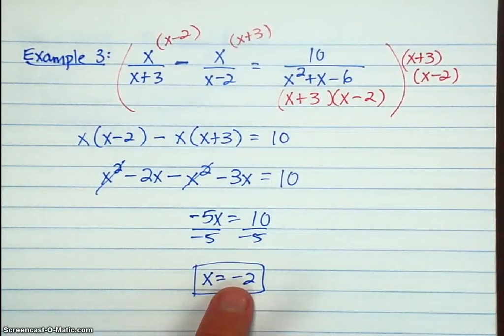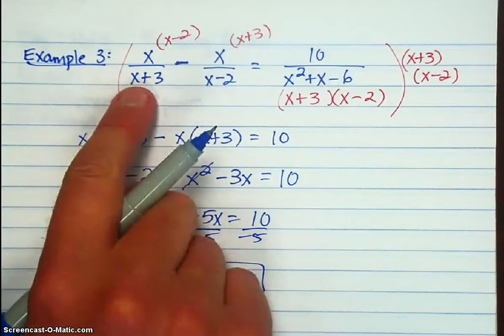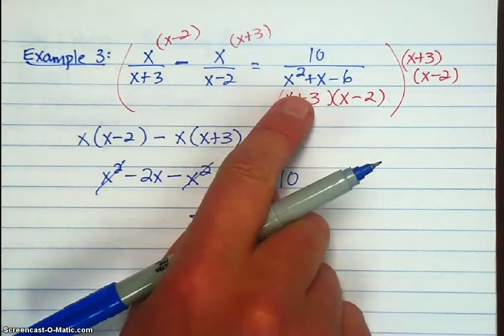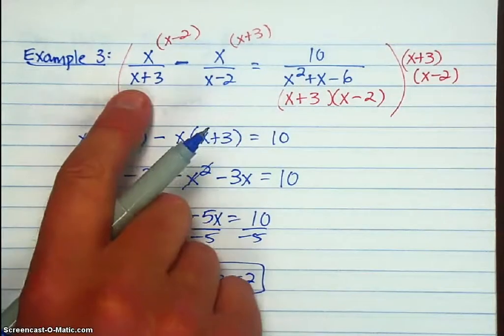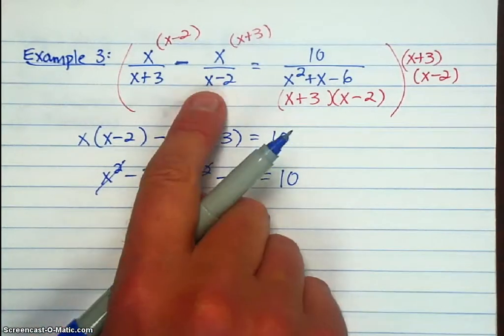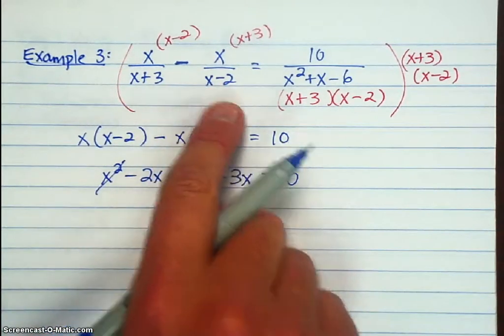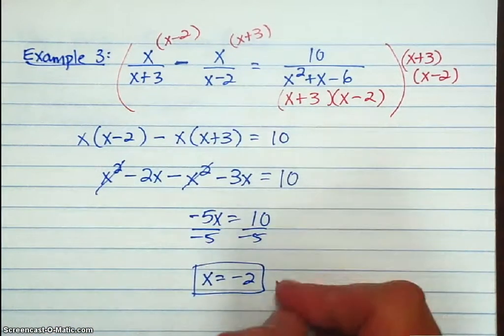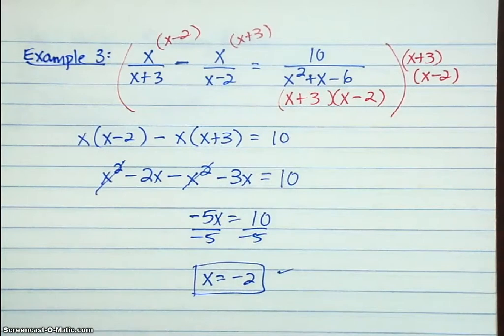Now, I do need to make sure this answer does work. And what I mean by that is, when I plug it into the denominators here, do I get 0? Because you cannot divide by 0. So here, if I plug in negative 2 plus 3, I get 1. I'm good there. Here, negative 2 minus 2 is negative 4. I'm good there. So that means it would work over here as well. So that answer is going to work.